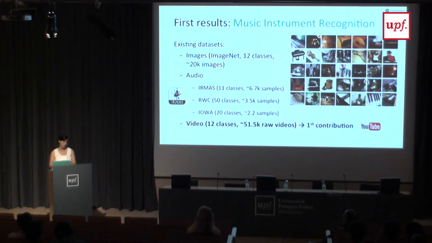in the image domain. For instance, we selected a set from the ImageNet data set, which has two different instruments and this number of images. And you have here an illustration of the kind of images we have. And then we got data sets for audio that are well known in the literature, where you have samples of instruments labeled. And you see the heterogeneity of the number of classes and number of instances per class.